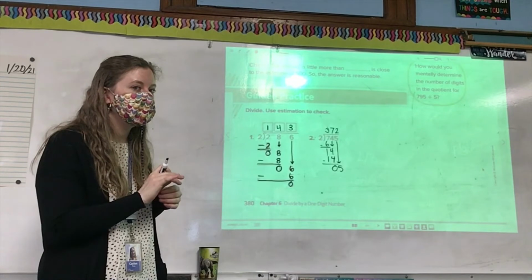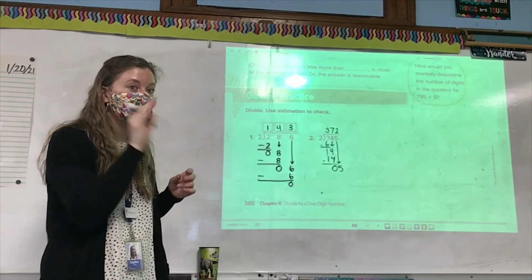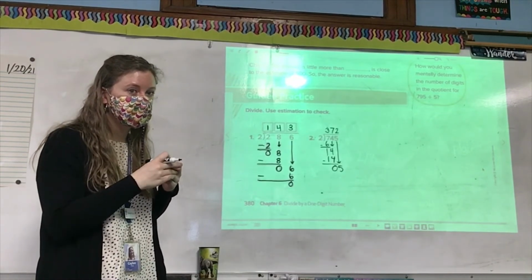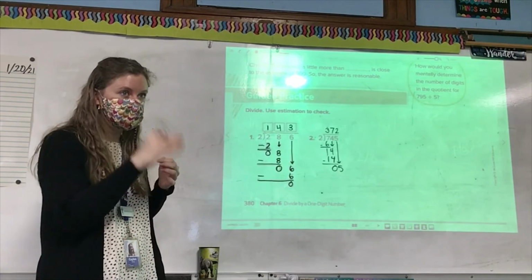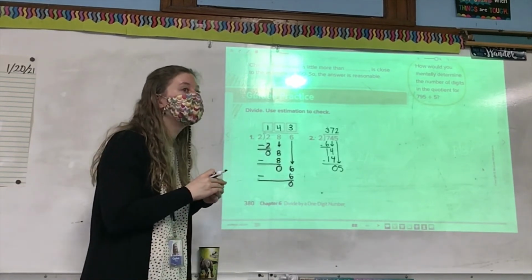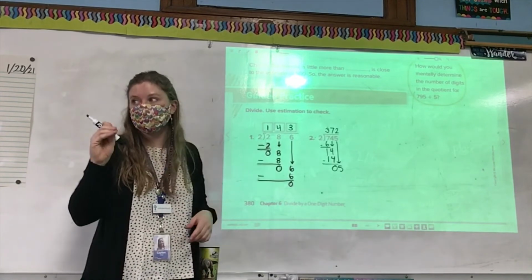Colleen, can you help her out? We multiply. Tell her so that then she can repeat. We multiply the digit we just got by our divisor.